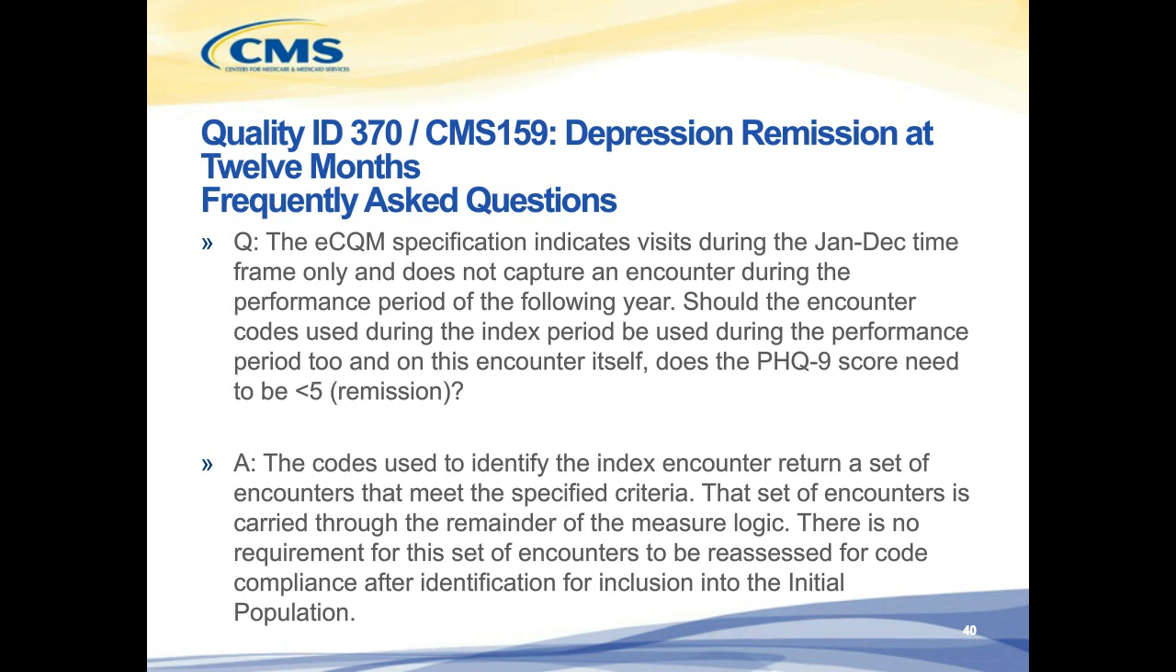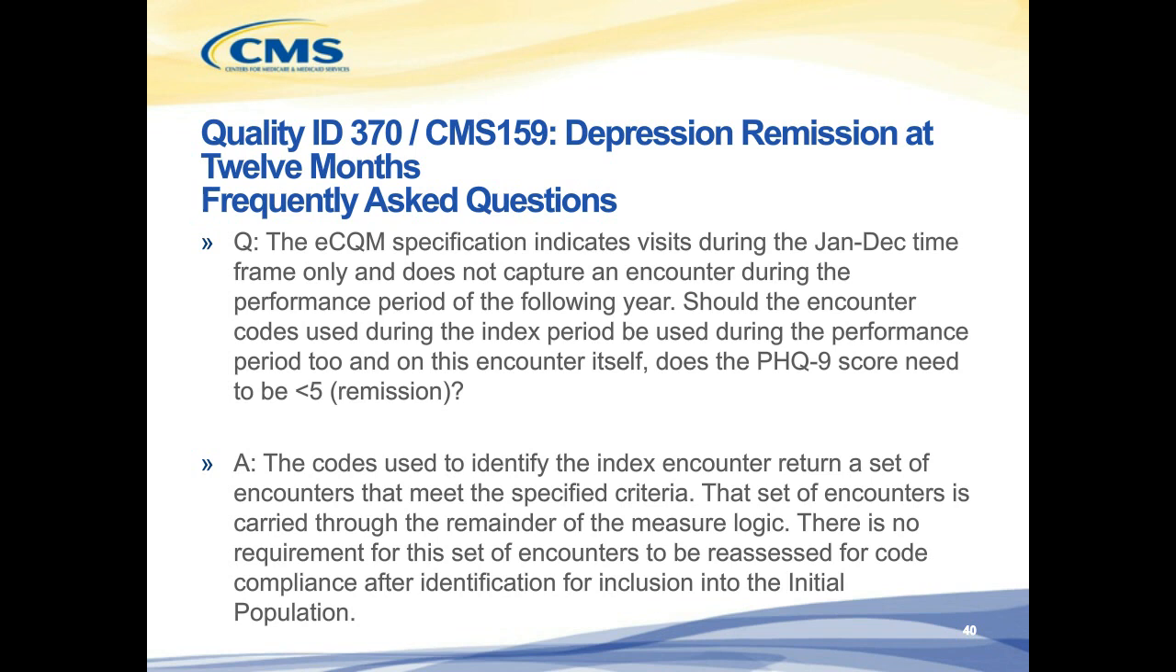Frequently asked questions on this measure include something along the lines of this question. The eCQM specification indicates visits during the January through December timeframe only and does not capture an encounter during the performance period of the following year. Should the encounter codes used during the index period be used during the performance period too, and on the encounter itself, does the PHQ-9 score need to be remission less than 5?